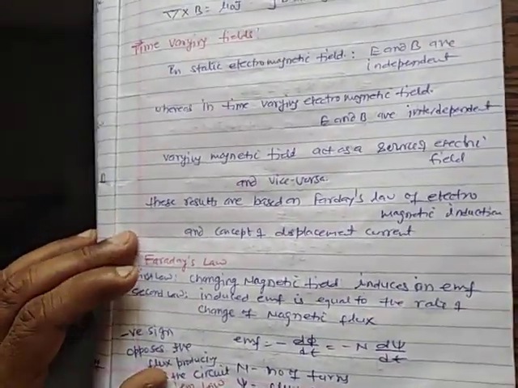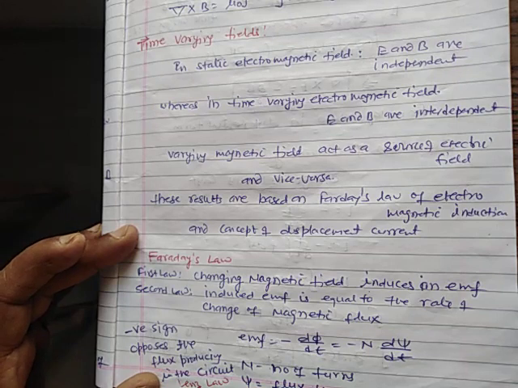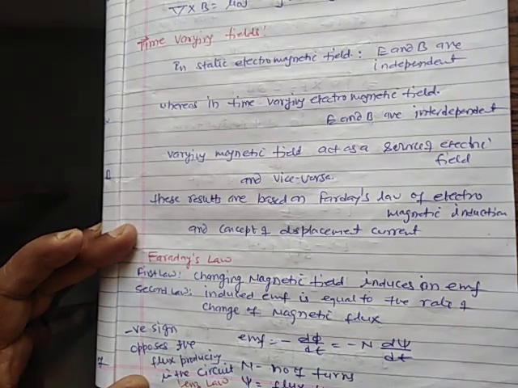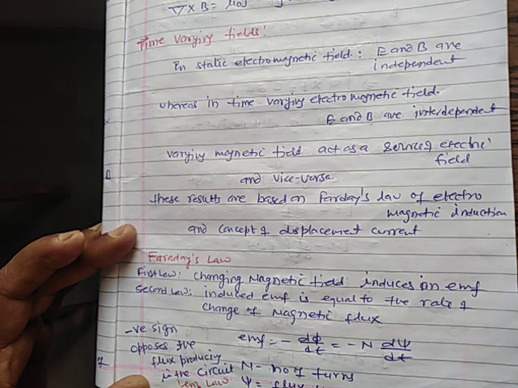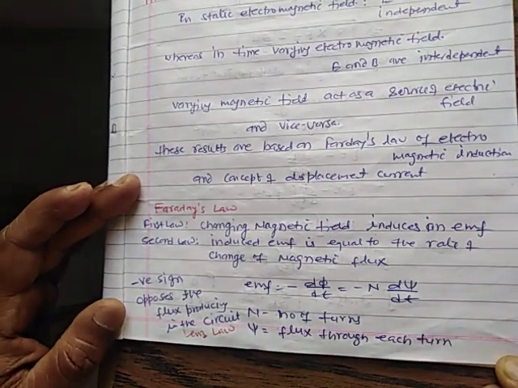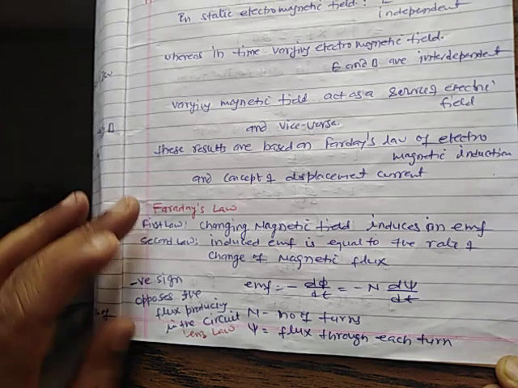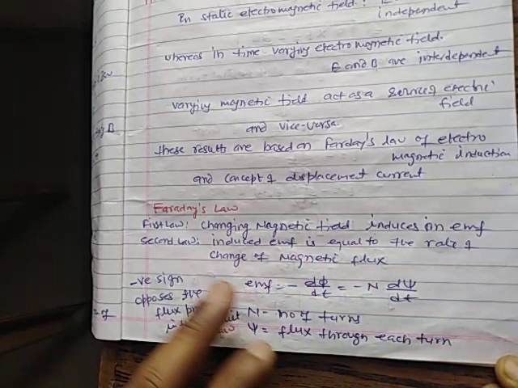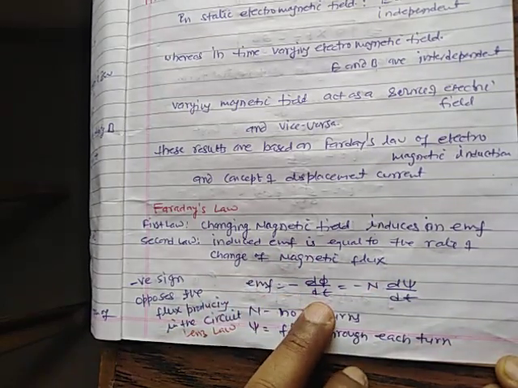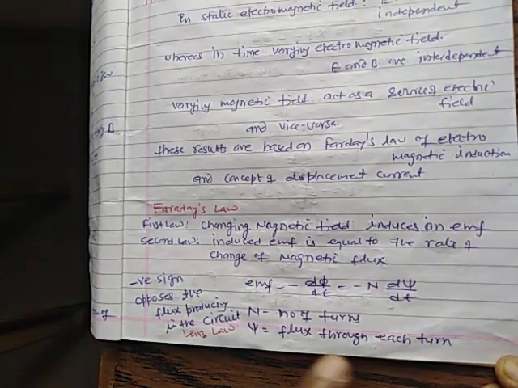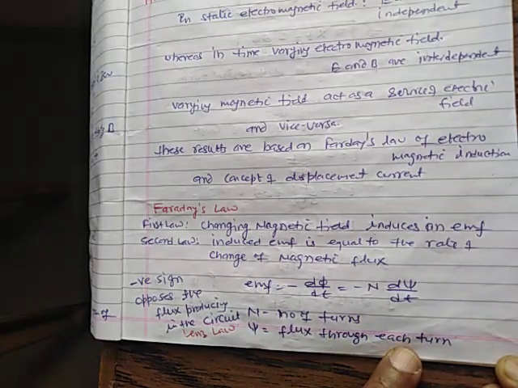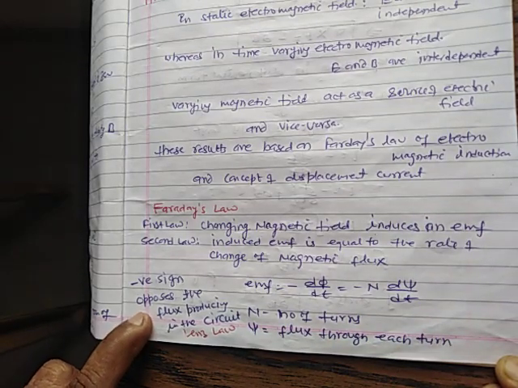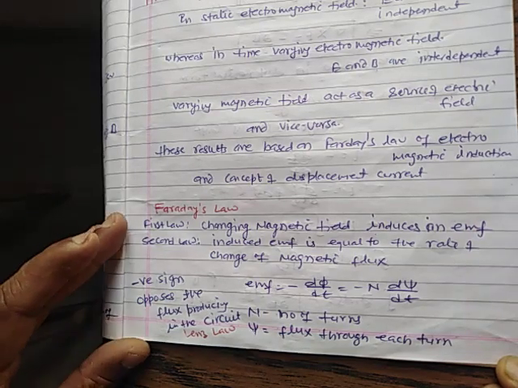So first we will discuss Faraday's law, and then we will discuss the concept of displacement current. Faraday's first law: a changing magnetic field induces an EMF. Second law: induced EMF is equal to the rate of change of magnetic flux. So by the second law, we can write induced EMF is minus d phi by dt. So EMF is minus d phi by dt, or it is minus N d psi by dt, where N is the number of turns and psi is flux through each turn. The negative sign shows that it opposes the flux producing it in the circuit, that is Lenz's law.